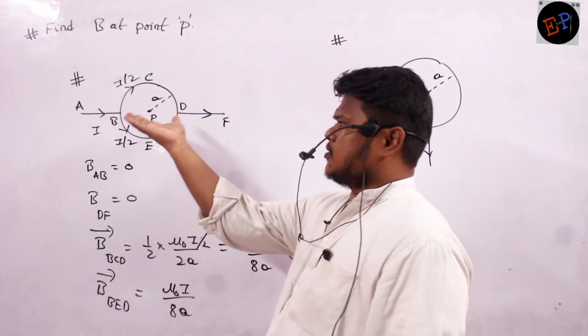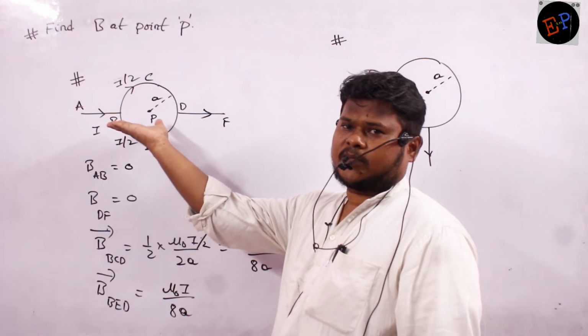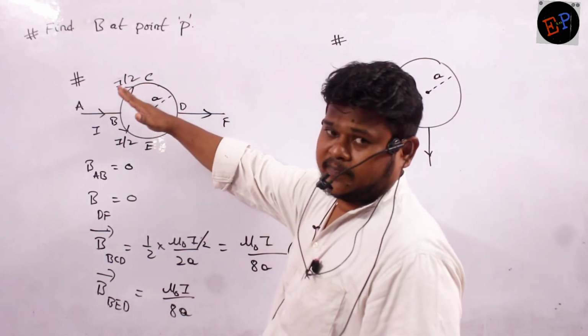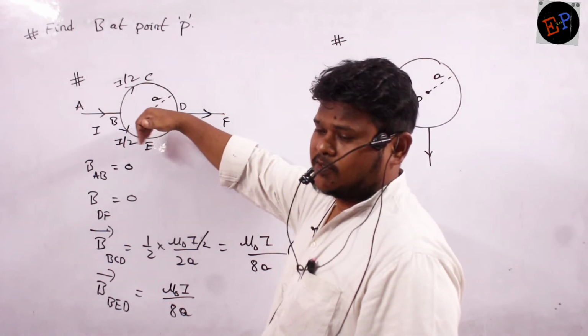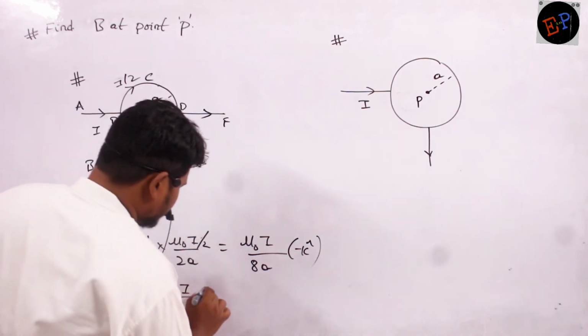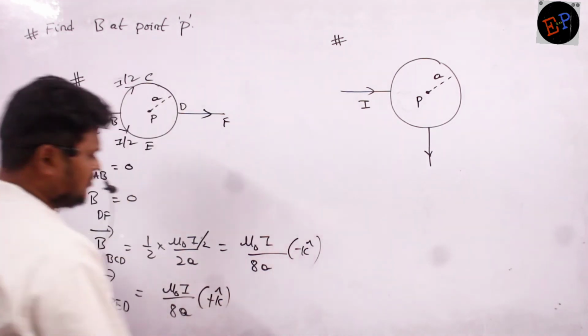Why? Previously we placed the right hand palm like this. Now we place the right hand palm like this, because the curling of fingers should be in the direction of current. Thumb is perpendicular and out of the board. So plus k cap. Clear?